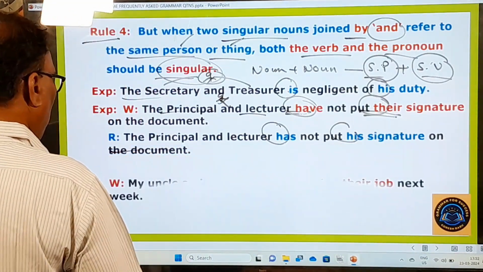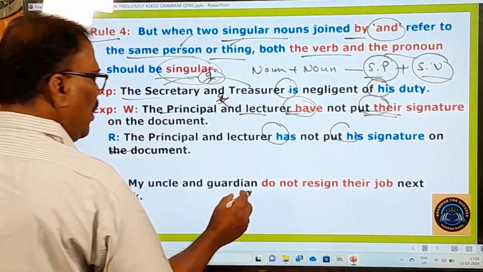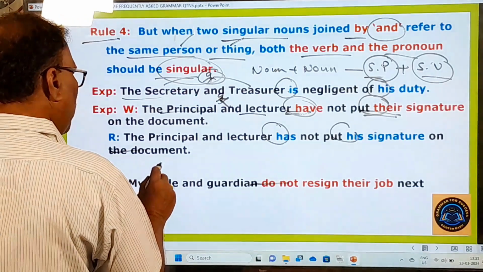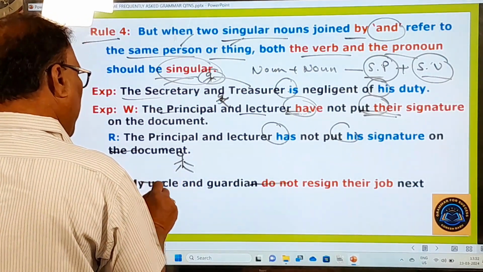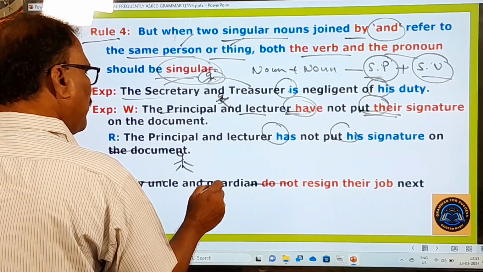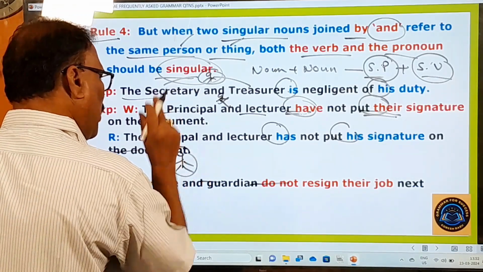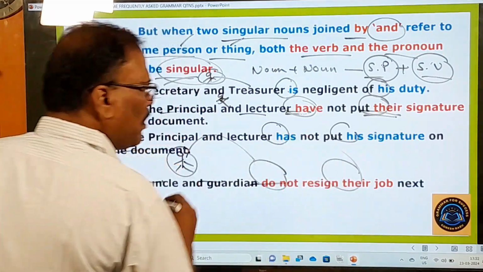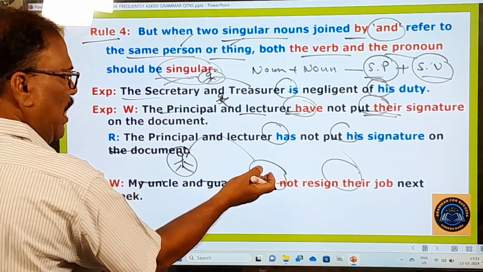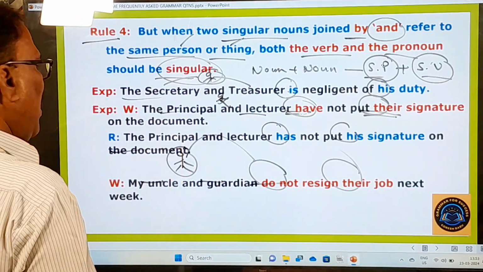Go to the next example. "My uncle and guardian do not resign their job." My uncle and my guardian are one and the same. He is my uncle, he is my guardian. He is both my uncle and guardian. So uncle and guardian, only one person. When that is one person, a singular verb and a singular pronoun must be there. But here "do not" is plural, and "their" is plural. A plural pronoun and a plural verb are given, and that's why it's wrong.